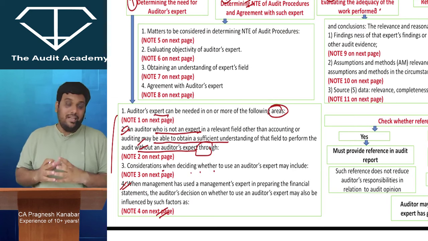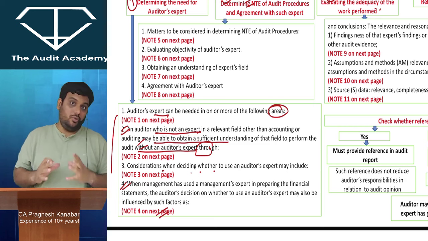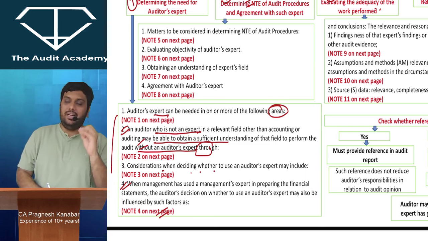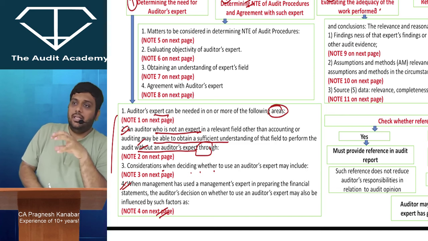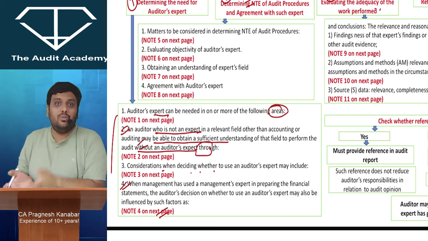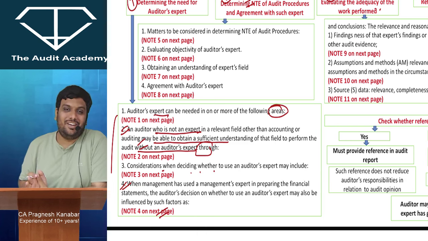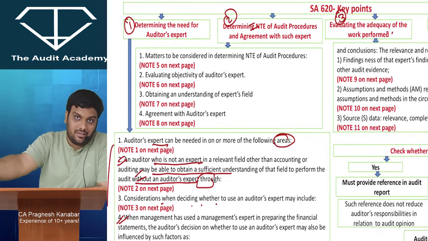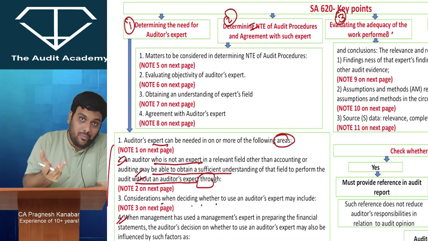Now, I am going to sign an agreement with that expert so that there is no confusion. But let us take an example of a maid. You are going to appoint a maid. Even after appointing a maid, you will have to do some work on your own. So that is the very first question: even if I am appointing an expert, still I will have to perform some procedures.